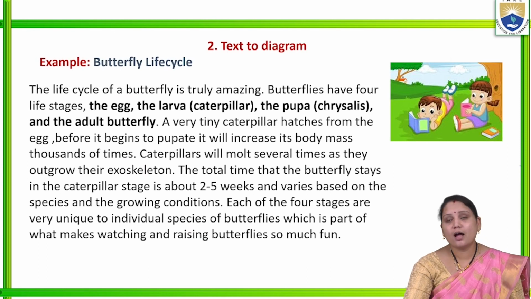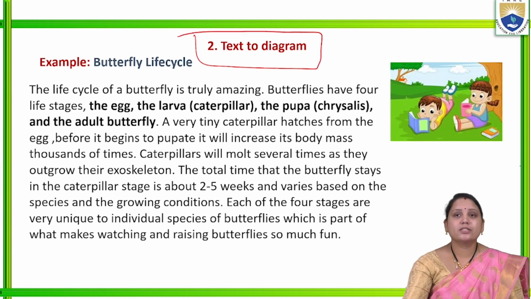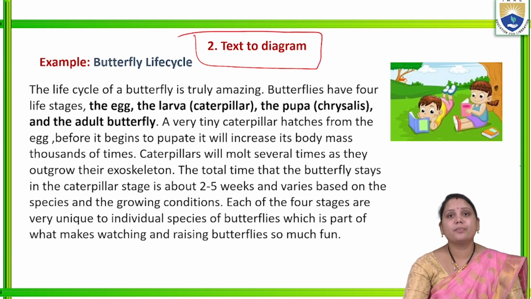Now when it comes to the second part, let us see an example from text to diagram. Here there is a text. I have given it in the form of a paragraph. How are you going to convert it into a diagram? Which is more appealing? Would you like to read this at once?